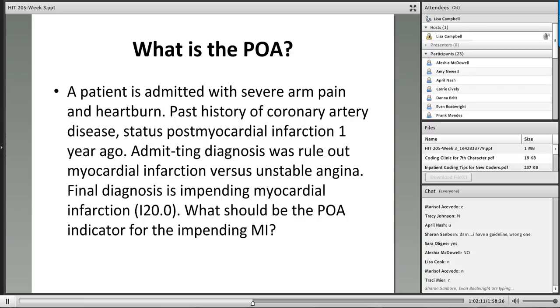Is it no or yes? Read that guideline to yourself real quick, because some of you are saying no. And then Sharon, Jennifer, and Cerise are saying yes. And Dana is saying yes. Look at those guidelines again. What are the signs and symptoms of a myocardial infarction?